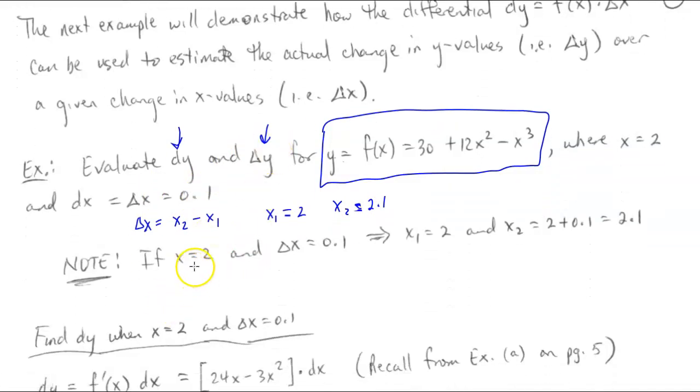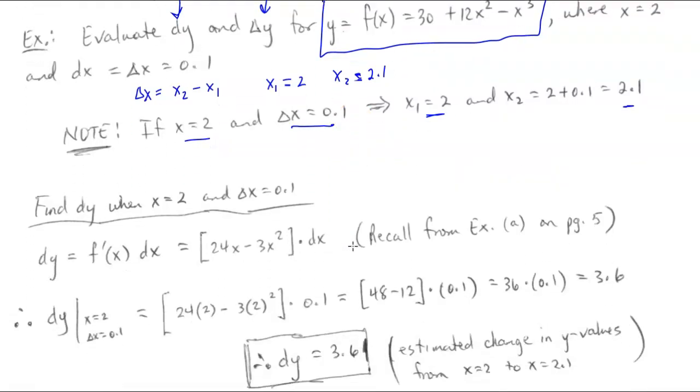So of course, I've actually done this here already. x equal to 2 and delta x equal to 0.1, then x1 is 2, so x2 has to be 2.1. Now we just use our different formulas to see what this actual change in the y values is going to be versus the estimate. So first, we are doing the estimate, and we're doing the estimate because we are using the differential.